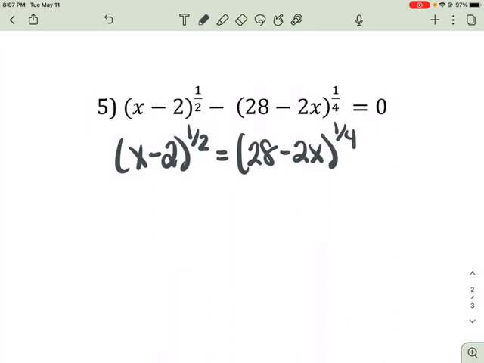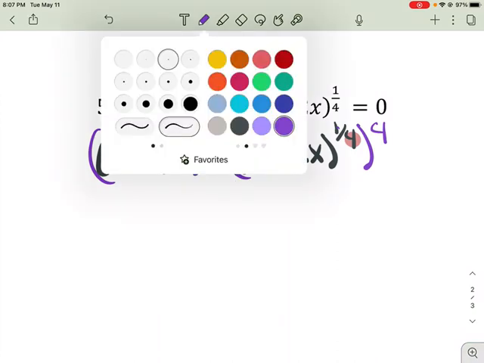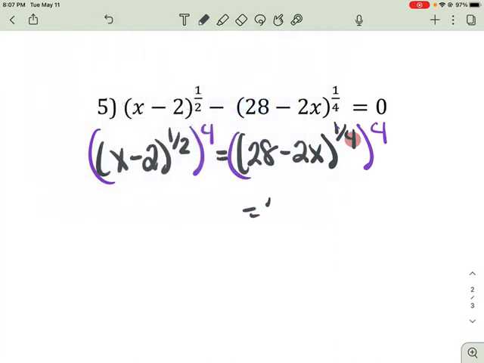What do I do? Do I do 2? Do I do 4? Okay, to make that decision, we're going to look at what is the common denominator. 4, right? 1/2 and 1/4, common denominator is 4. So that is what we're going to use. I'm going to move this guy over. Okay, so we're going to take everybody to the 4th. Okay, so over here they're going to cancel. That's no big deal. So we're going to get 28 minus 2x.